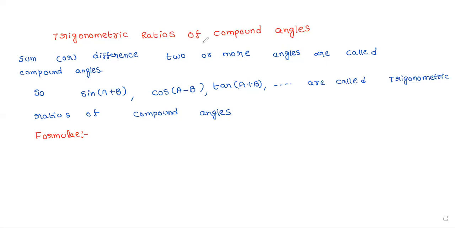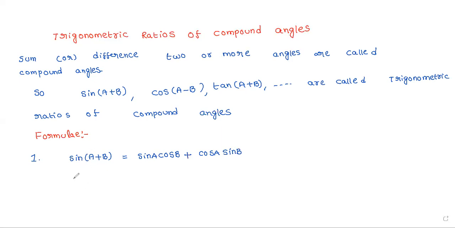Okay. The first formula, sine of a plus b is equal to sin a cos b plus cos a sin b. Sine of a plus b is equal to sin a cos b plus cos a sin b. So how to take the terms: sine cos, cos sin.